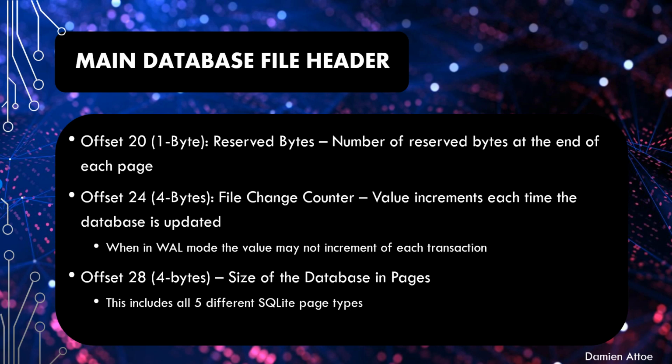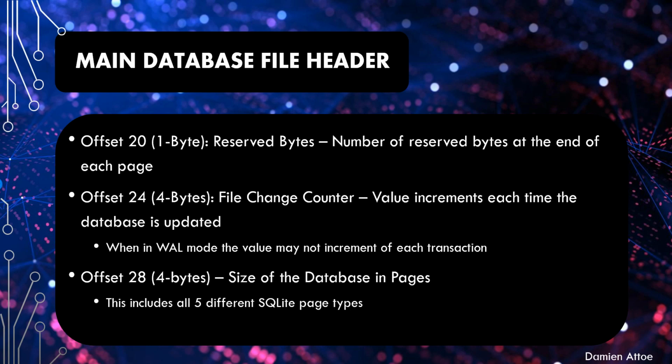Offset 24 for 4 bytes is the file change counter. This value is incremented each time the database is updated, aka a transaction has occurred. This is useful when the database uses rollback journaling, as it tells us the number of transactions that have occurred on the database. However, if the database uses write-ahead logging, this value will only increment when a checkpoint operation occurs and all active pages from the WAL file are updated in the main database file.